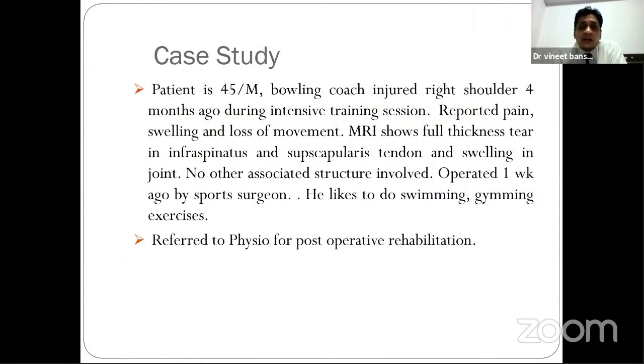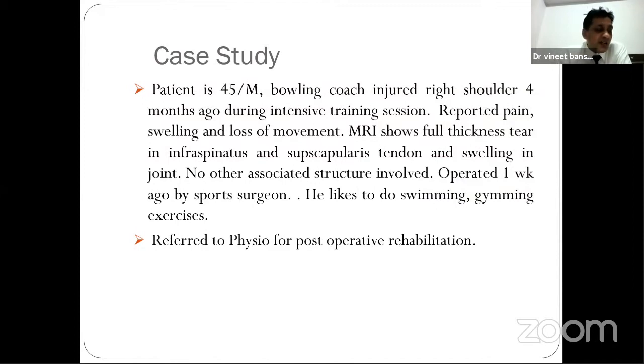He is a bowling coach, injured his shoulder 4 months ago during an intensive training session, and he reported pain, swelling, and loss of movement, which MRI showed a full thickness tear in the infraspinatus and subscapularis tendon and swelling in the joint. So no other associated injuries were involved. He was operated 1 week ago by Dr. Vikas, and he likes to do swimming and gym exercise.